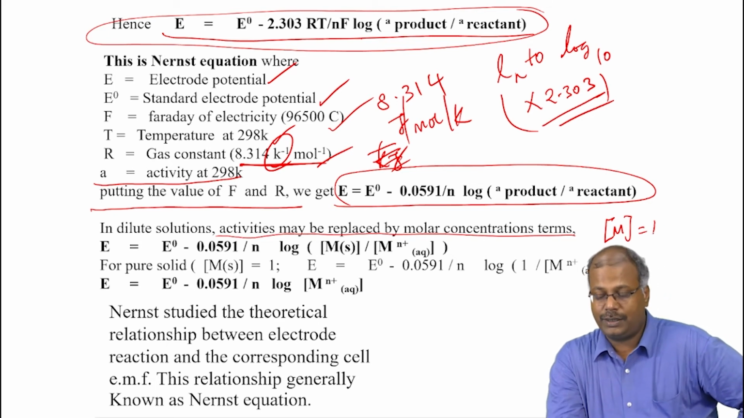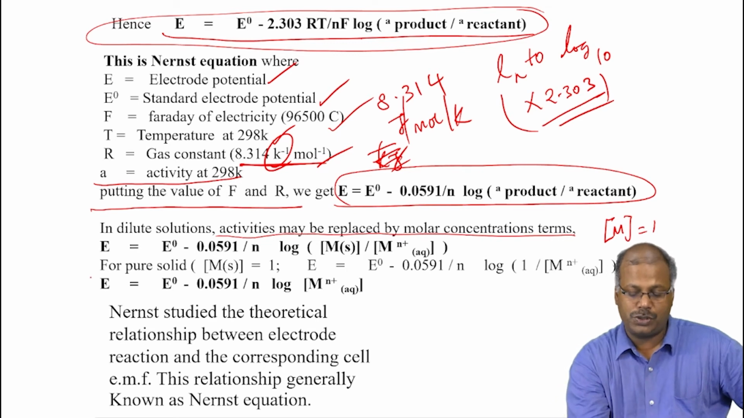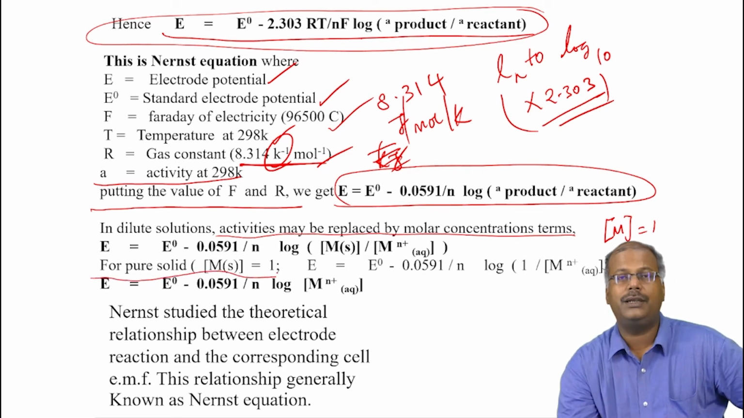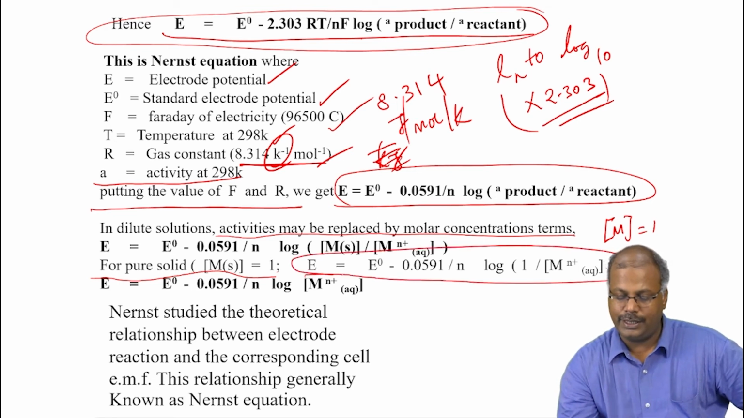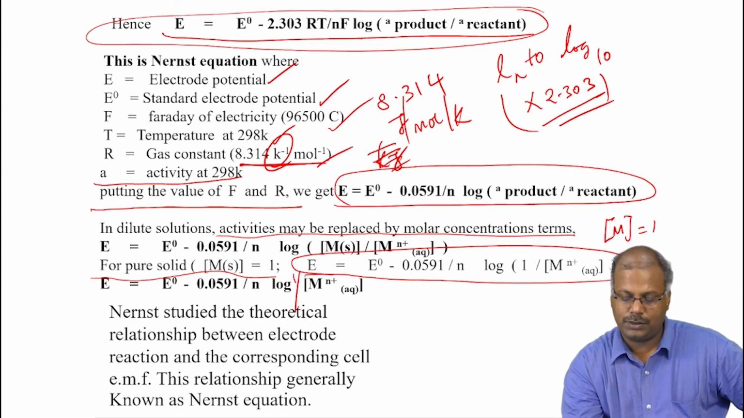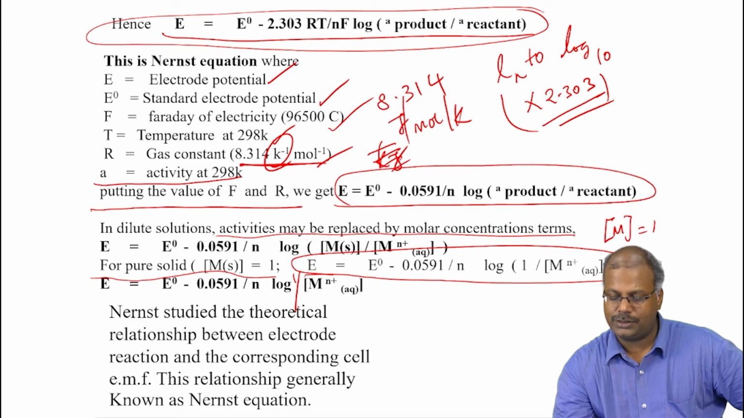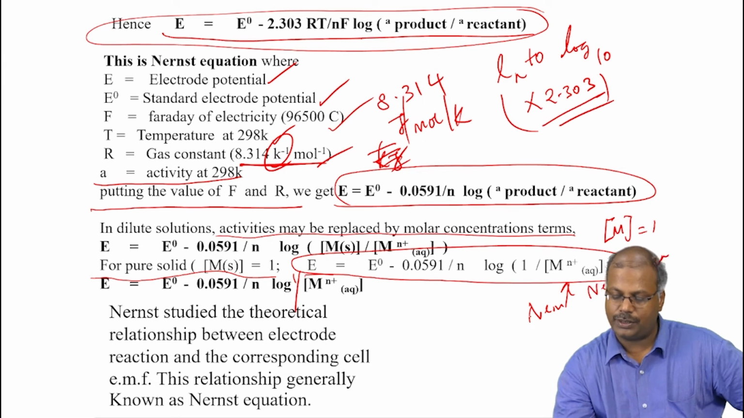Okay, that is the activity of solids. So for a pure solid metal, the concentration of the metal is equal to 1. So this expression becomes E is equal to E naught by n log of 1 by the concentration of M. This is called the Nernst equation, which is very important.